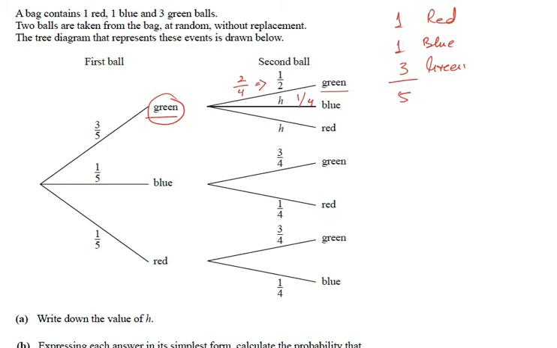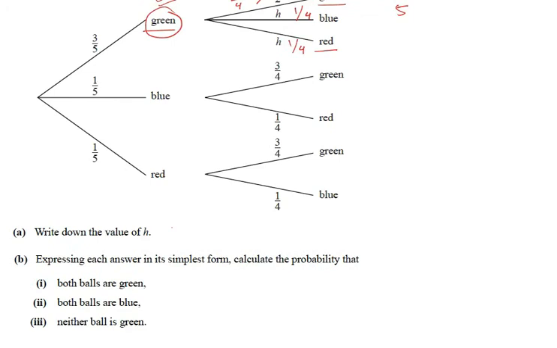Similarly, if we check the same condition for red, if the first ball is green, probability is 3 upon 4. Now if we are picking a red ball from the bag, up till now we have not taken any red ball from the bag. So how many red balls do we have? Just 1. So 1 upon, as we have already taken a green ball, in the denominator we will reduce it and it will be 1 upon 4. So in both conditions the value of h is 1 upon 4. The value of h is 1 upon 4.